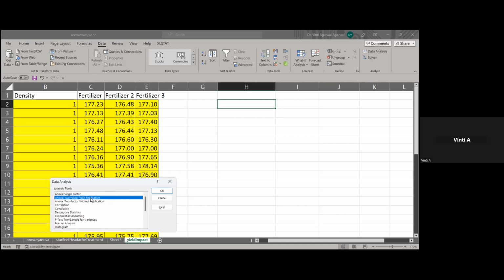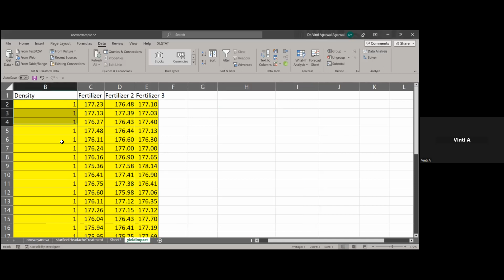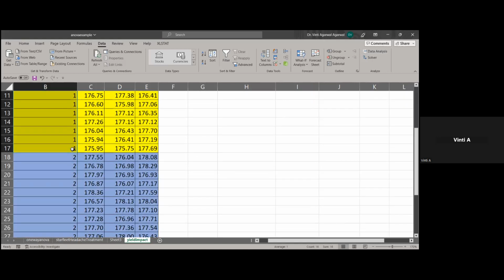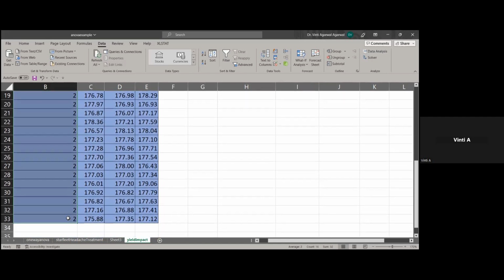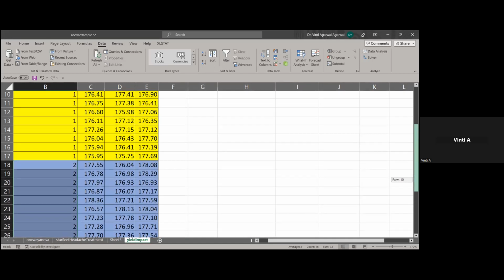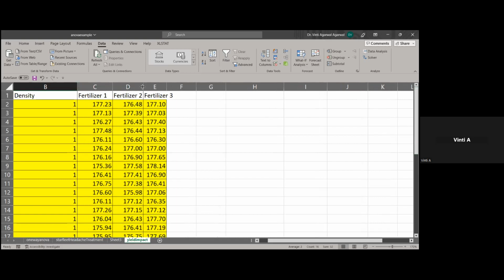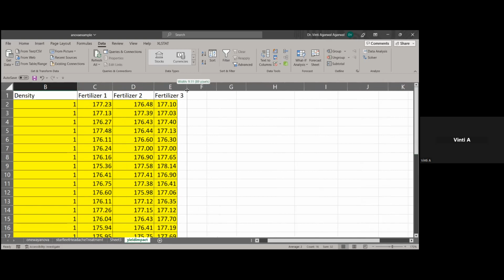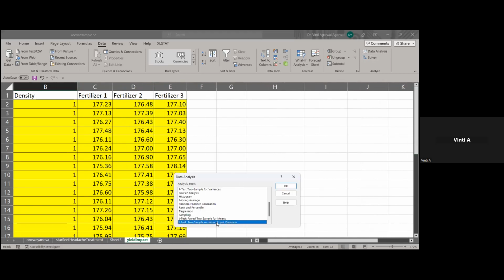Now why do I say replication? Because the number of rows is similar. If I have 16 rows here, this is also 16. Because across the factors my number of rows is the same, I can say this is replication.